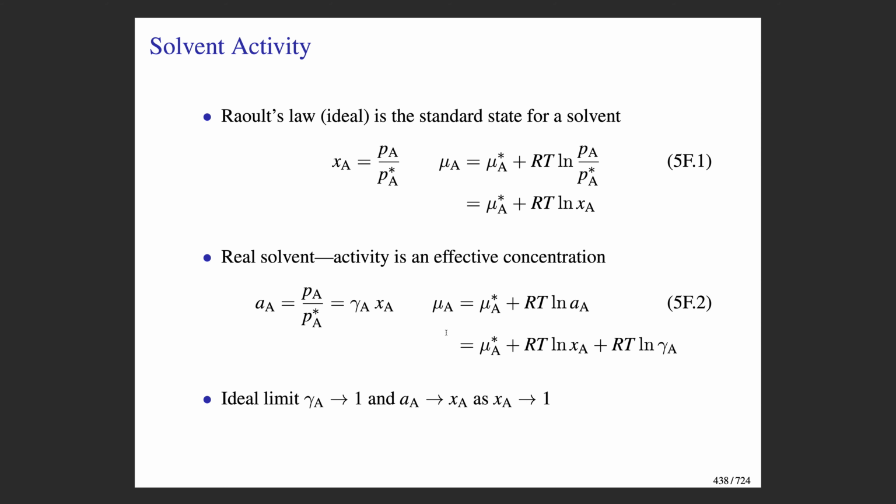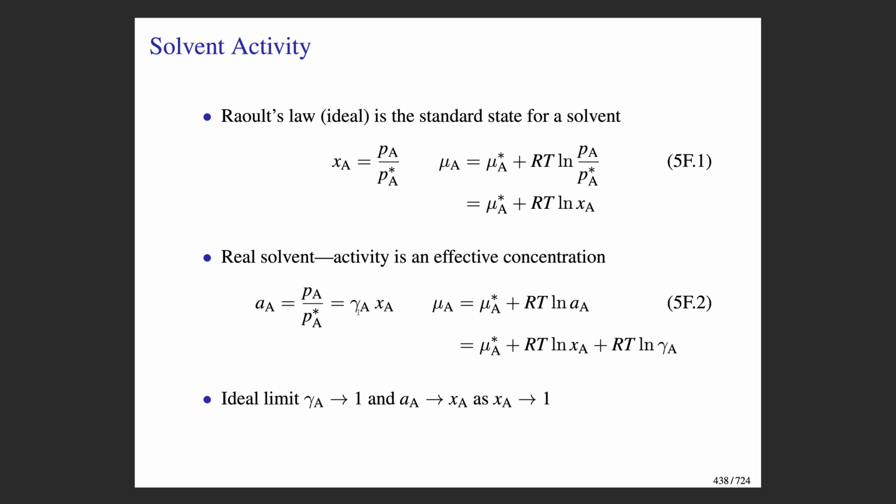So for the chemical potential of the real solvent, we're using Raoult's law here as a reference. This part of the expression right here comes from Raoult's law. And then we have this correction factor for non-ideal behavior involving the activity coefficient. So Raoult's law is used as the reference for the solvent in a real solution. A few comments here about the ideal limit.